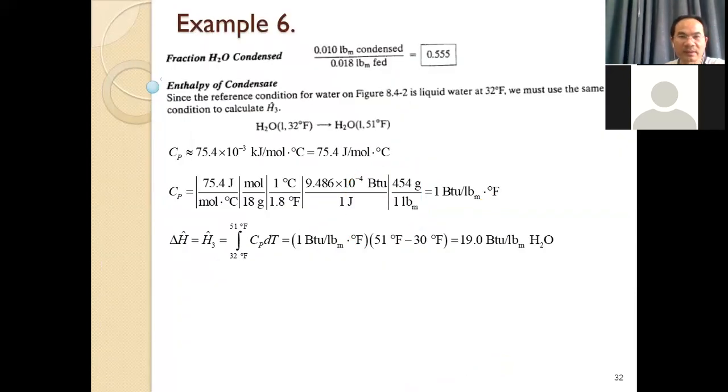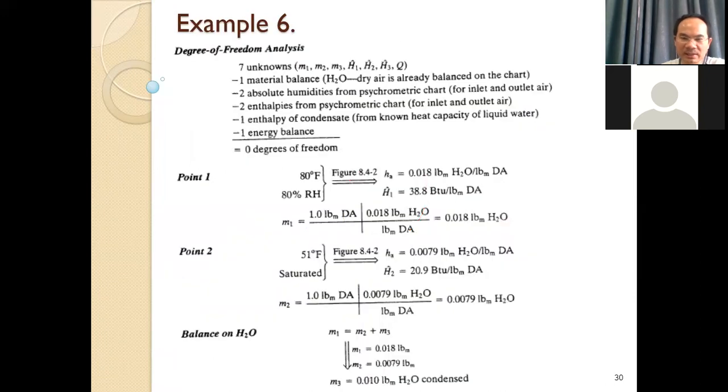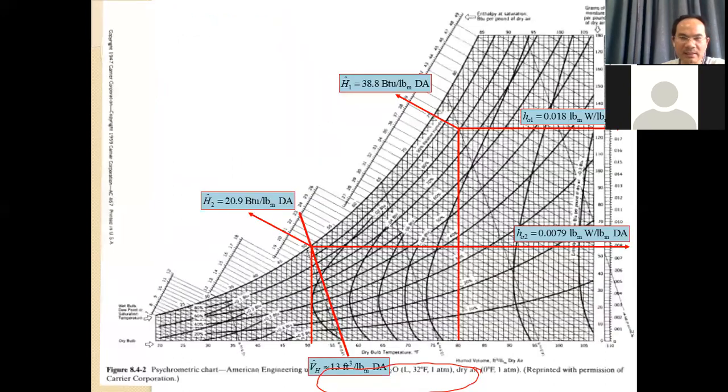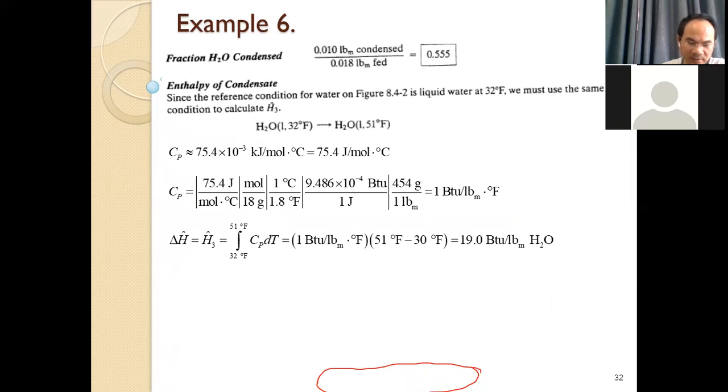And the next step, you calculate the fraction of water condensed. Water condensed is M3, about 0.01 pound mass of water condensed, divided by the feed water, which is M1. Multiply by 100, you get percent. Percent is about 55.5%. This is the amount of water condensed. Of the 0.018 fed, the condensed is about 0.01, about 55%.